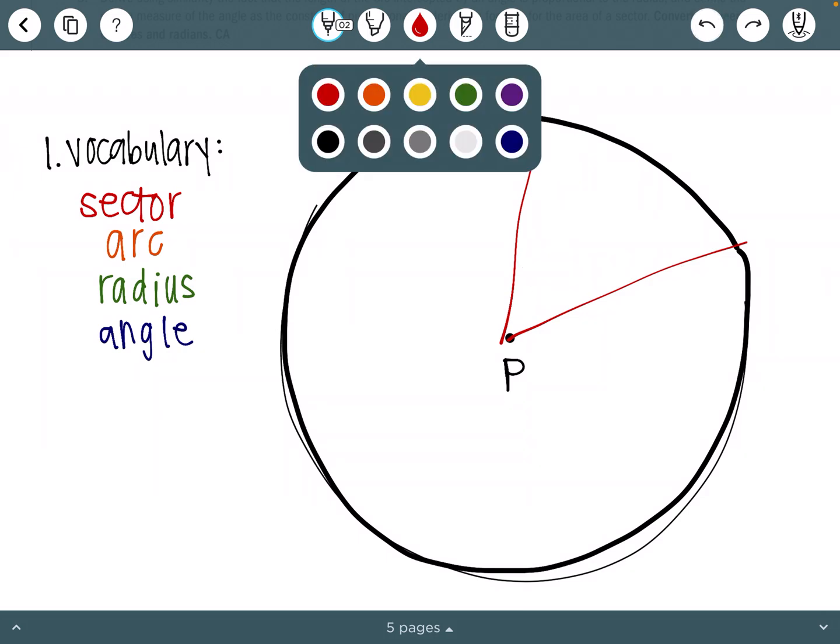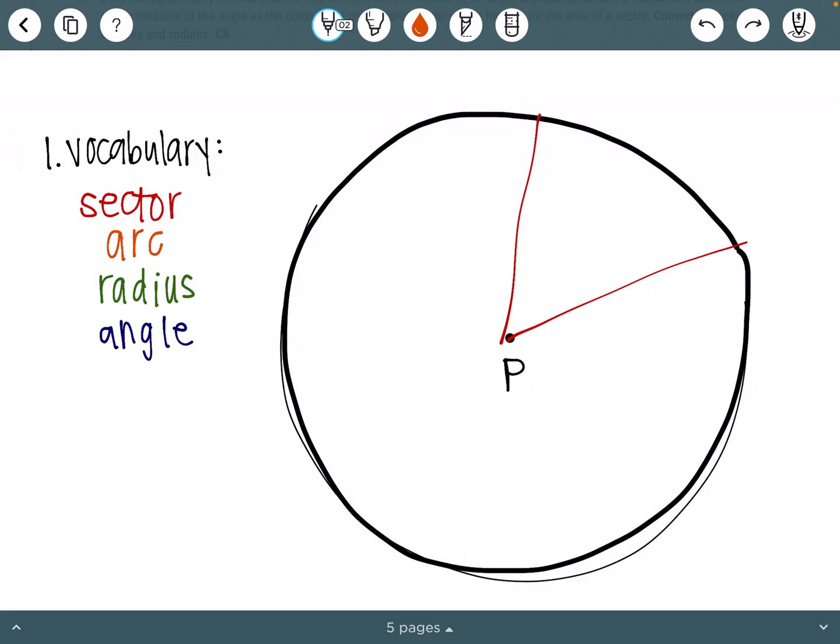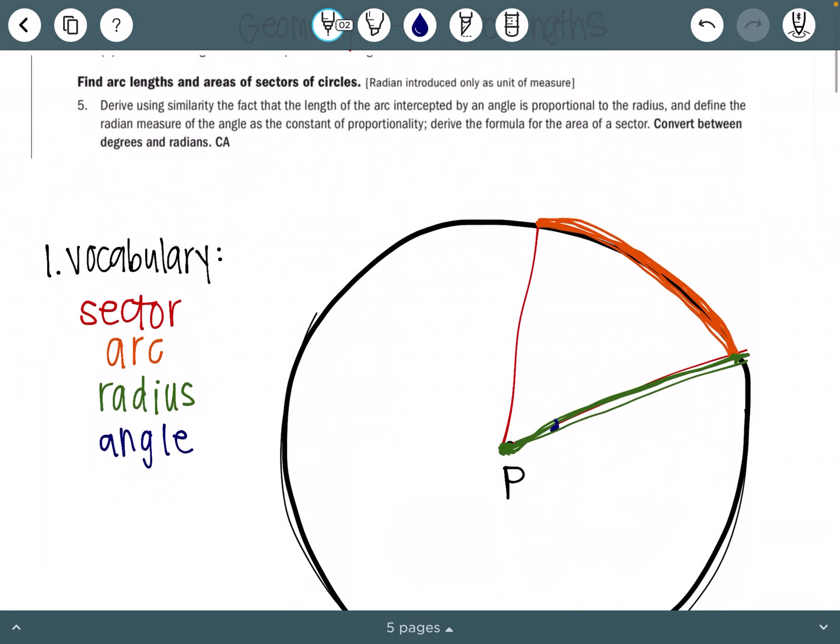All right, so let's go ahead and define arc. In this sector, the arc is going to be what is right on top of the circle, the line of the circle. So that is the arc. The radius is going to be the measurement from the middle to the circle itself. So that's the radius. And note that this is also the radius, but we're just going to label this one. And lastly, the angle is going to tell us how far this line here is from this line. It's just a measurement.